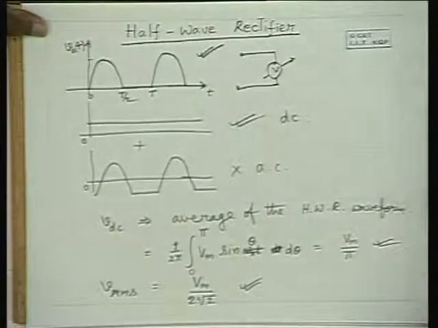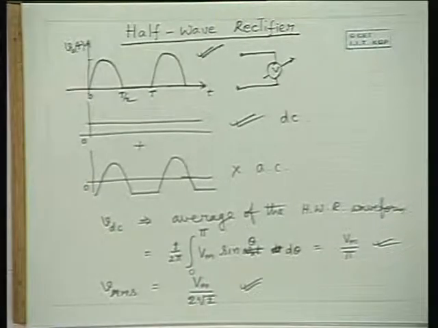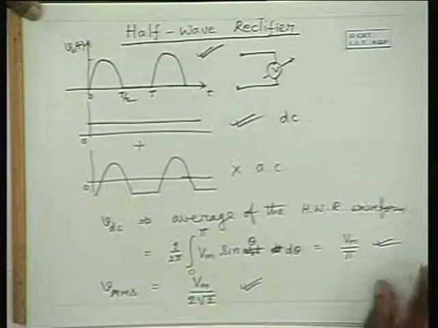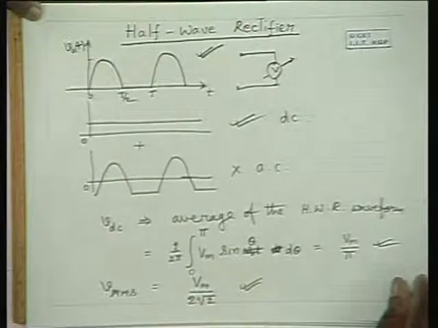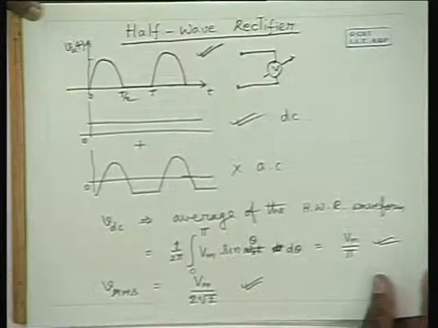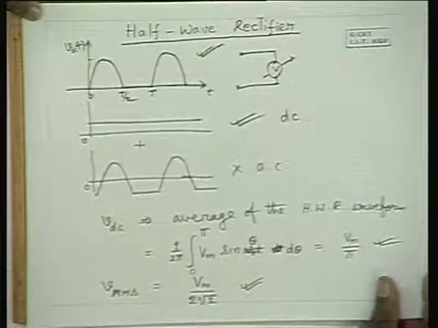Any questions on this analysis? It is the complete RMS value of the half-wave rectified waveform, not after subtracting the DC component. It is including that. So any other question?